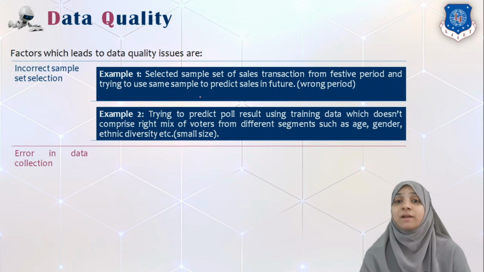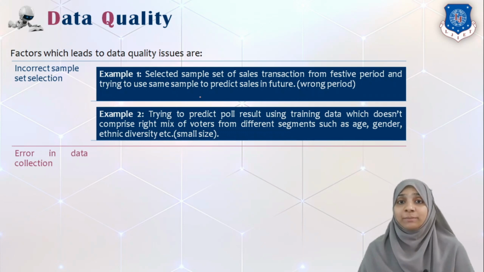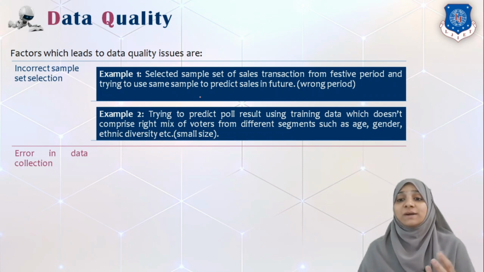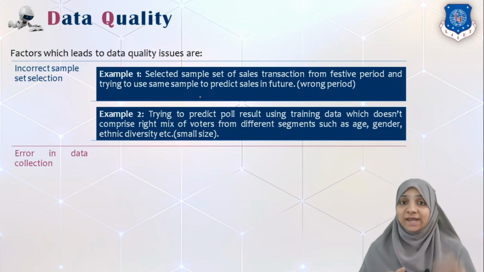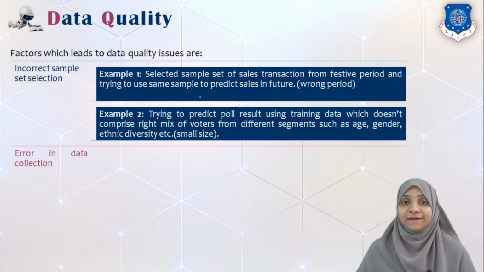Or take another example where you want to predict the result of a poll of an election, but to make a machine learning model, you select a data set from one region only. That means a region which has more females as compared to males. You have selected more samples of youth as compared to old persons and so on. So you have chosen something called biased data, or data which is not explored completely. So incorrect selection of sample data may also degrade the quality of the data set.